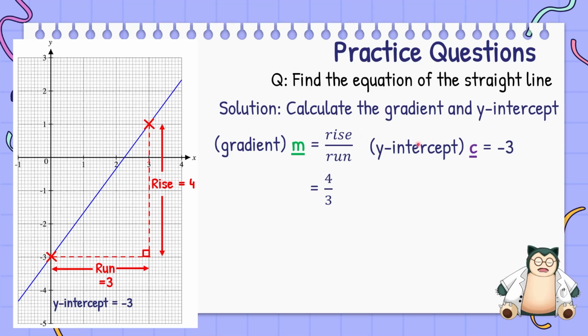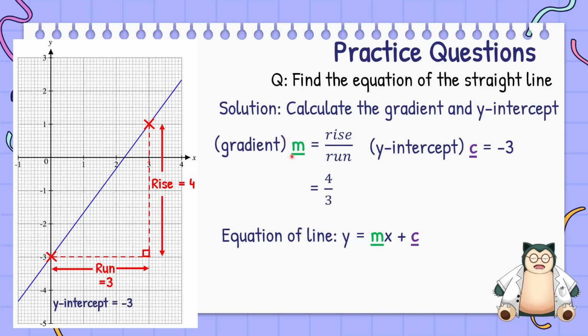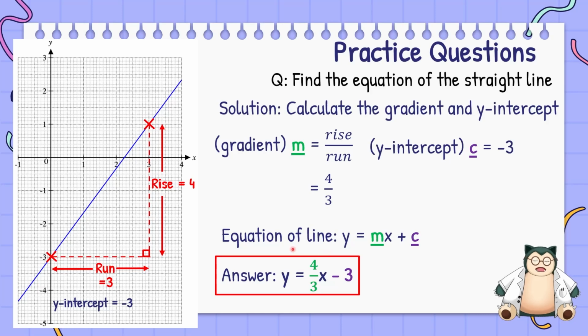Using this, we are then able to calculate our gradient, which is just 4/3. And lastly, we substitute our m and our c into our equation of our straight line over here. And that's how we get our final answer of y equals to 4/3x minus 3.